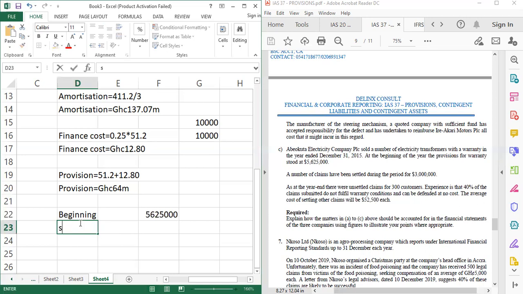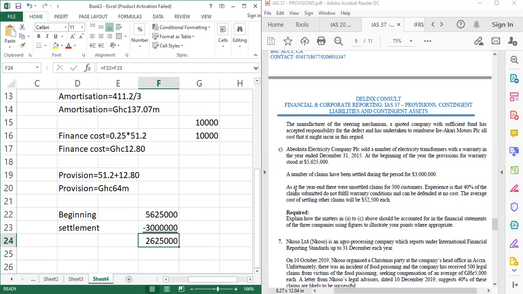So the settlement will reduce the provision. So what will be our new provision now? We subtract the 3 million from this. So it means that we have paid 3 million out of this provision. Okay, so what will be our new figure? It will be 2,625,000. So this will be the new balance now on the provision account.